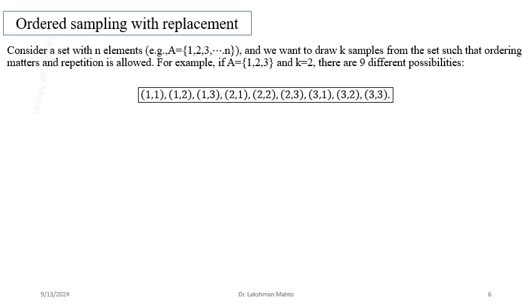A k sample means a sample of size k. A sample contains k elements from the set A, such that ordering matters and repetition is allowed. Take a set A containing 3 elements, and make a sample of size 2.